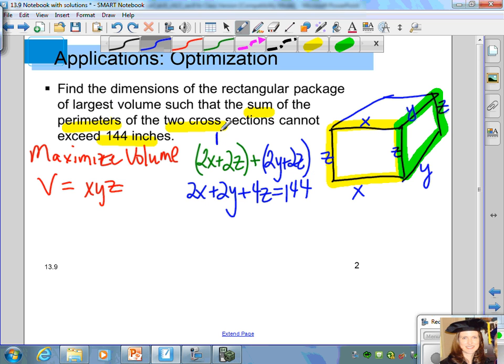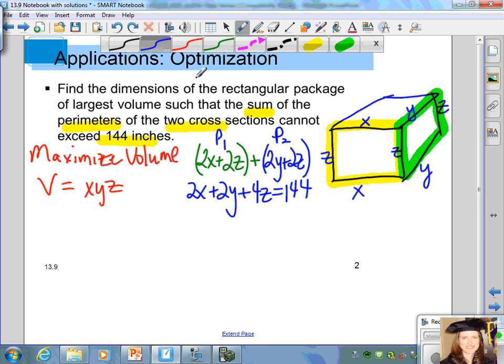We can call this P1 for the first perimeter and P2 for the second perimeter. That's the sum of the perimeters of the two cross sections. We want that to equal 144. Now notice again we have our volume, which is a function of three variables, and this equation has three variables. We can substitute. This is our secondary equation.